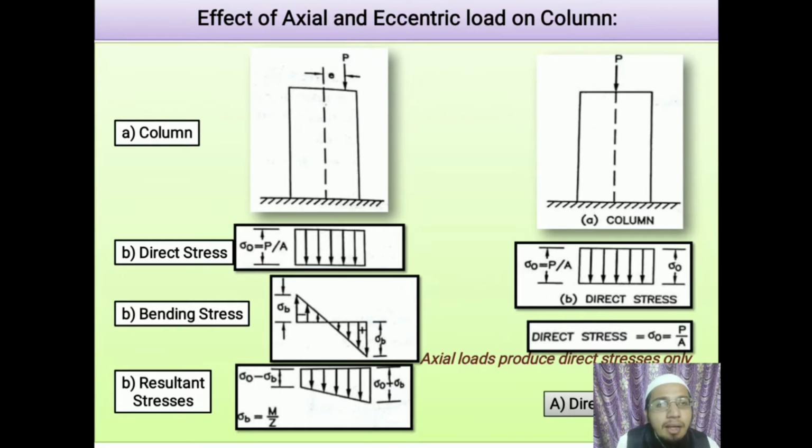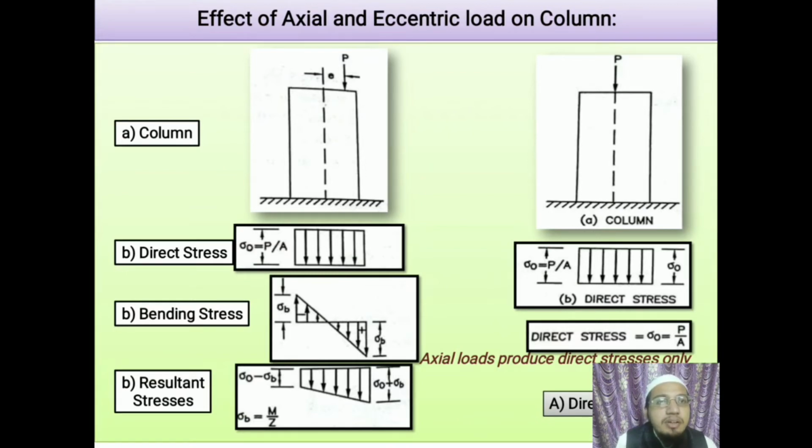So the edge near the loading point will be subjected to the maximum resultant stress, that is sigma b plus sigma 0, where sigma 0 is the direct stress, and the opposite edge will be subjected to the minimum stress. In this case sigma b will be M by Z. Okay, note it down.